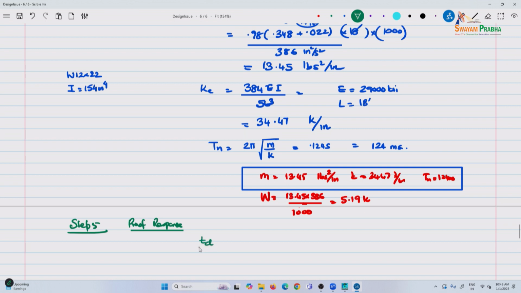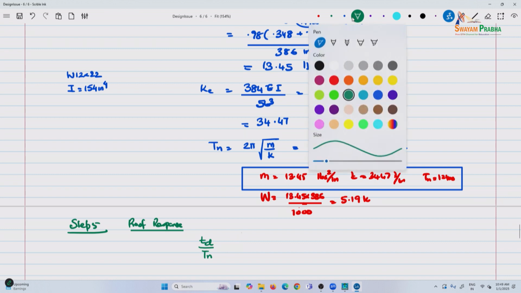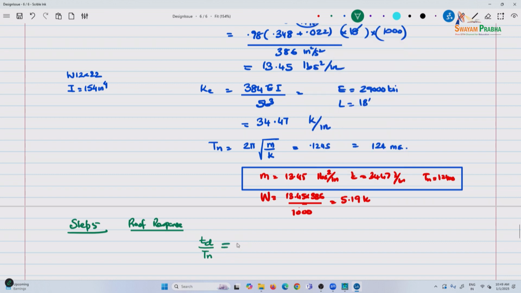There are a couple of ways of doing it. So we'll start with TD by Tn, which is 8.3 milliseconds by 124 milliseconds. So this is 0.067, which is less than 1.